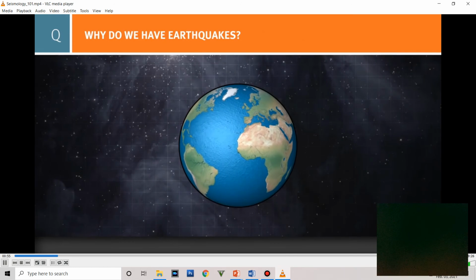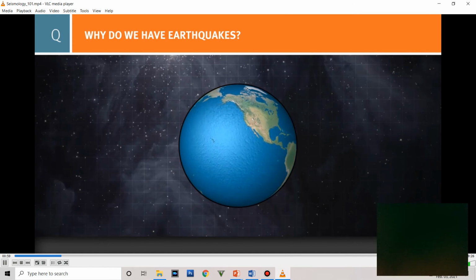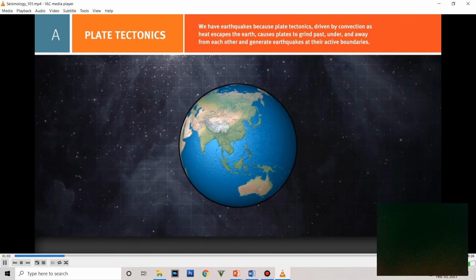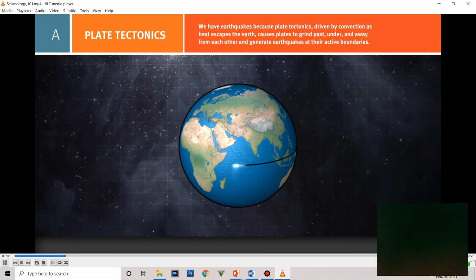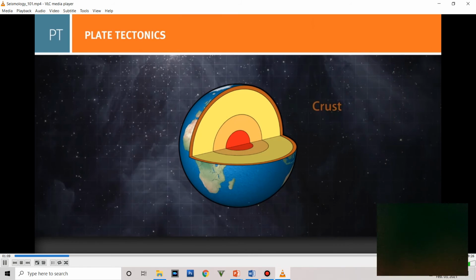To understand why we have earthquakes, we need to step back for a big picture view of the entire Earth as a system. To understand the role of plate tectonics in the system, we can divide the Earth into four main compositional layers: the crust, mantle, outer core, and inner core.